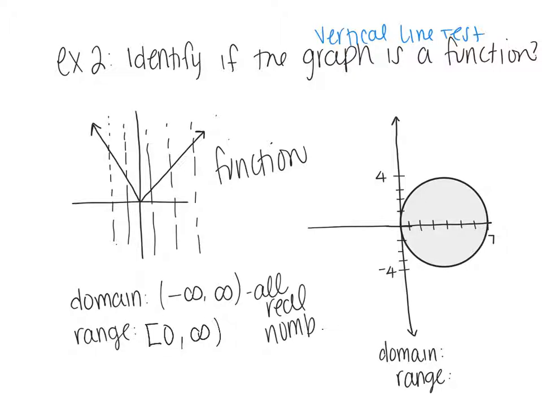All right, so now again, determine if the graph is a function. Now if you look at this graph, it's a circle. If I draw a vertical line right there, I am intersecting the graph at 2 points. That means it has failed the vertical line test, which means it is not a function.